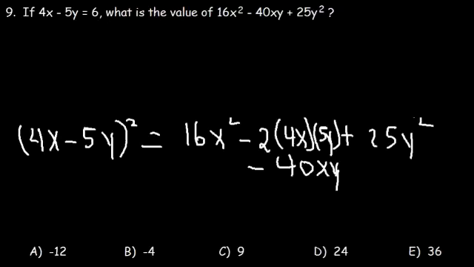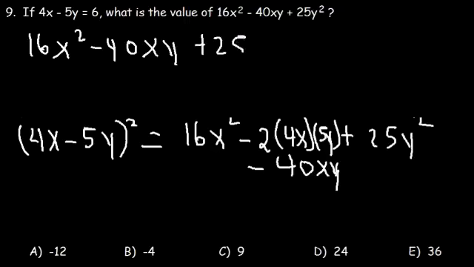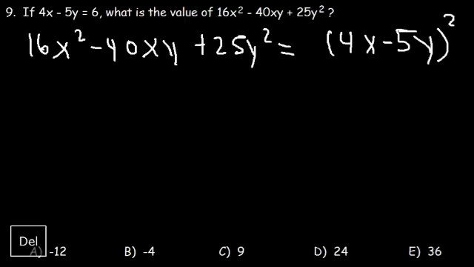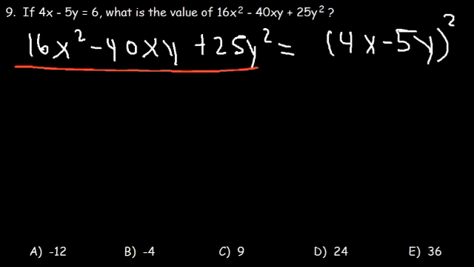So what this means is that 16x squared minus 40xy plus 25y squared is equal to (4x minus 5y) squared. That's what we know. And our goal is to find the value of 16x squared minus 40xy plus 25y squared. We want to find out what the left side is equal to. We don't know right now, but we need to use the right side to figure that out.